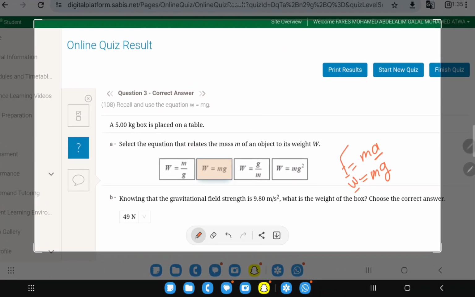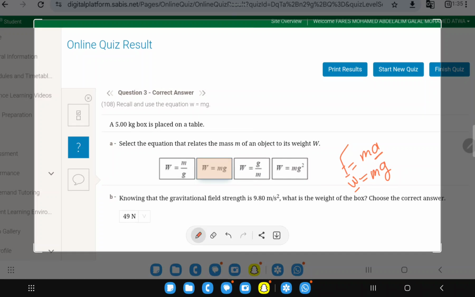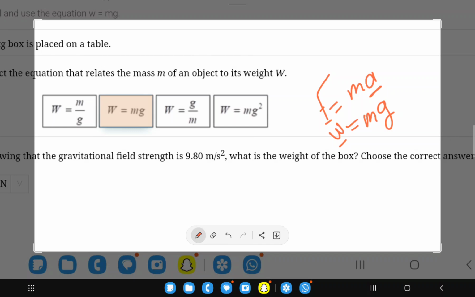Knowing that the gravitational field strength is 9.8, what is the weight of the box? W equals mg, m is 5, and gravitational acceleration is 9.8. You can put it into your calculator, and you get exactly 49.